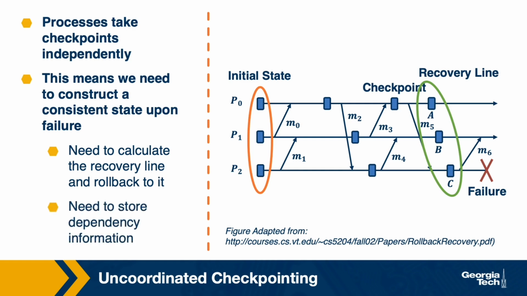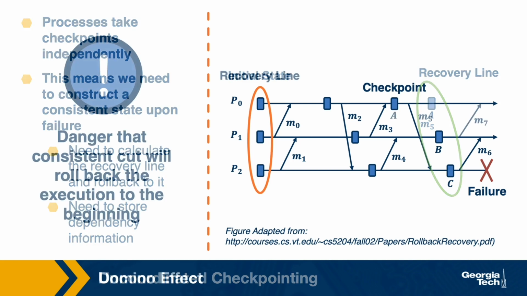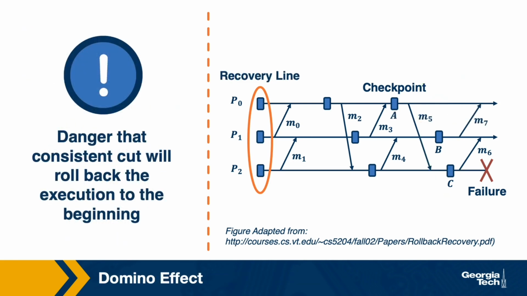Clearly, in order to be able to do this, the solution will have to rely on maintaining some information about the dependencies that exist about the messages that have been sent and received in the system. Uncoordinated checkpoint suffers from a very serious downside, and that's what's called domino effect.